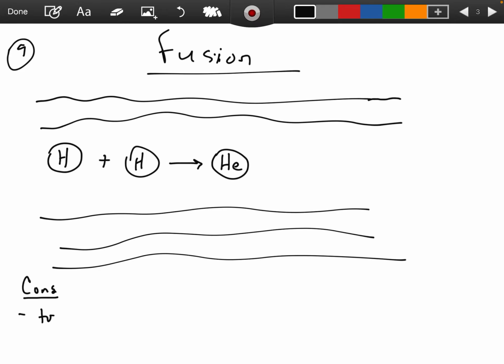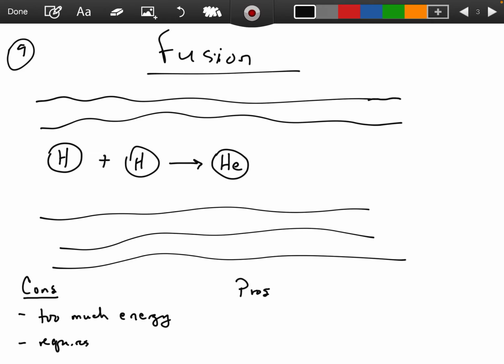Fusion produces too much energy, and you're putting all this into words somehow. Fusion produces too much energy, so much that we cannot control it. We literally cannot control the amount of energy that is produced. And fusion requires an enormous amount of energy to get it started, and in fact, the only way that we can actually start fusion is by exploding a fission bomb. So those are the cons.